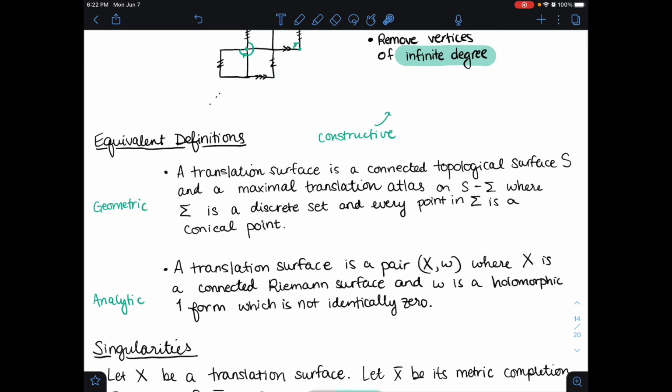For the analytic definition, a half translation surface is a pair (X, omega), where X is a connected Riemann surface and omega is a holomorphic quadratic differential. So half translation surfaces also have Veech groups, and people also study the dynamics of trajectories on them, and it is interesting to look at half translation surfaces of infinite type.